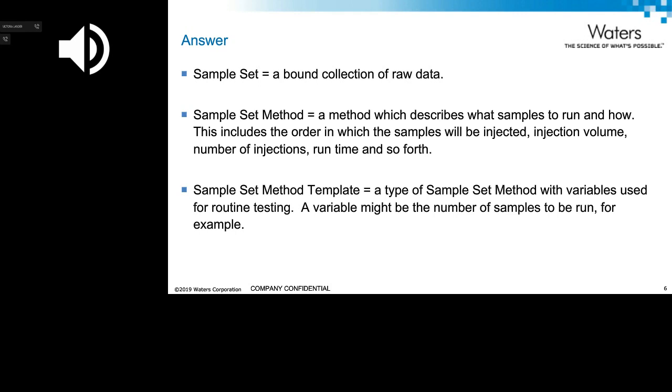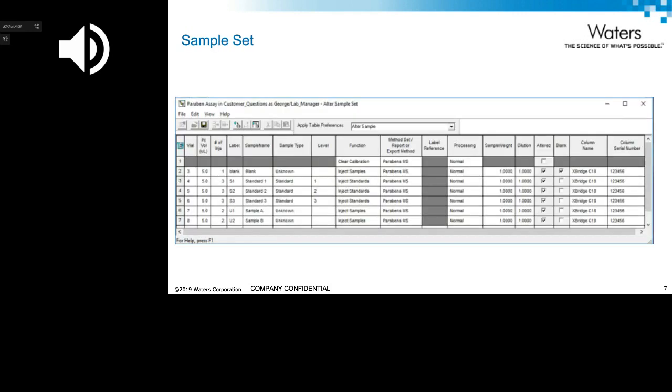Here, I'll show you some screenshots. So sample set, again, that's raw data. That can be found on the Sample Sets tab in the project window. And once you have a sample set, you can right-click and go to Alter Sample to view the information related to the samples. So this is the data that has already been collected.